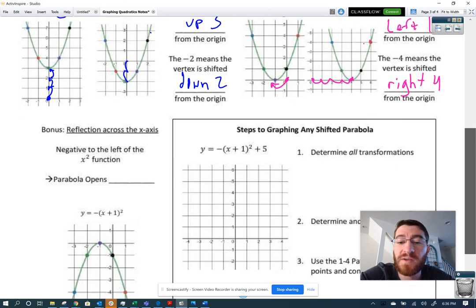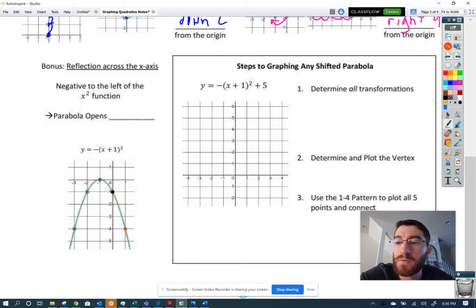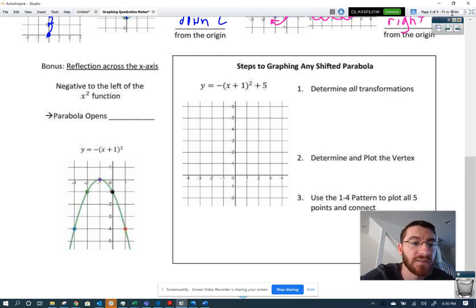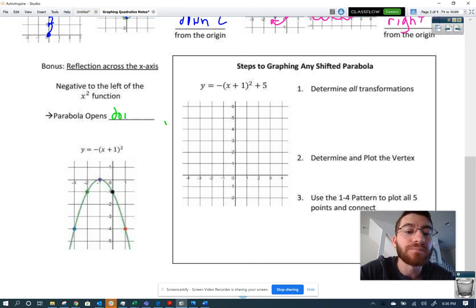All right, last transformation we're going to do for the day. There are more transformations than this in the world, but these are the 3 types of transformations we're going to focus on just for this lesson. So we're going to do reflection across the x-axis, or when we flip a parabola, so it's like a pancake flip and it opens downwards instead of upwards. That's when we have a negative to the left of the x squared function, and that will make the parabola open down.